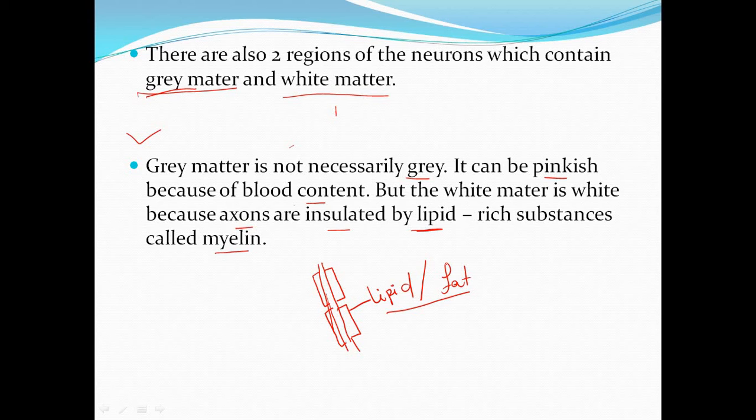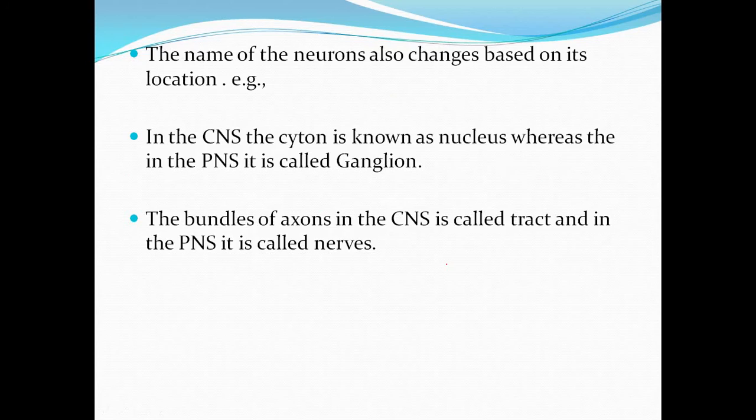And there are certain regions where the cyton and axon are placed richly, like the CNS, which mostly consists of the cyton, whereas the processes, or axons, are present in the PNS instead of the CNS. These are the two types of matter, that is white matter and gray matter. So let's see, the name of the neurons also changes.